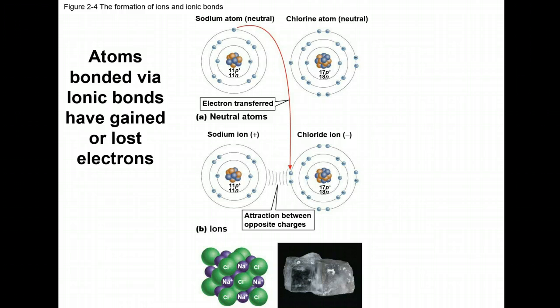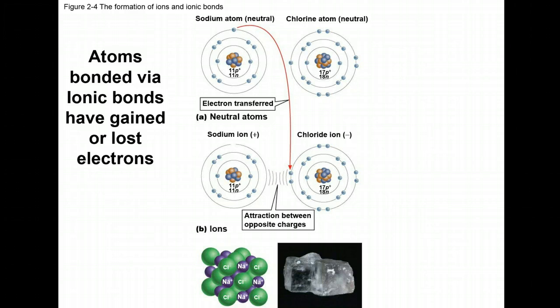Atoms that have lost electrons become positively charged ions, sometimes called cations. An example of a positively charged ion would be sodium. Atoms that have gained electrons, becoming negatively charged, are sometimes called anions. Chlorine, in this example, is an example of an anion.